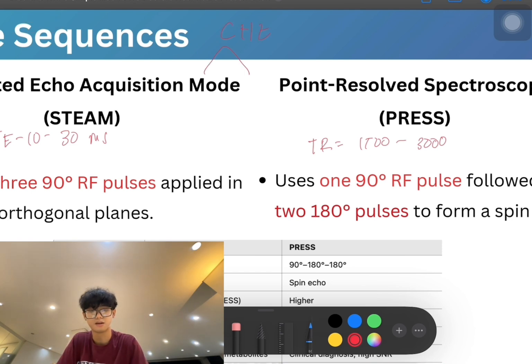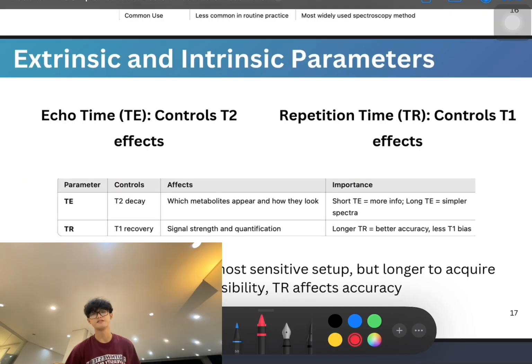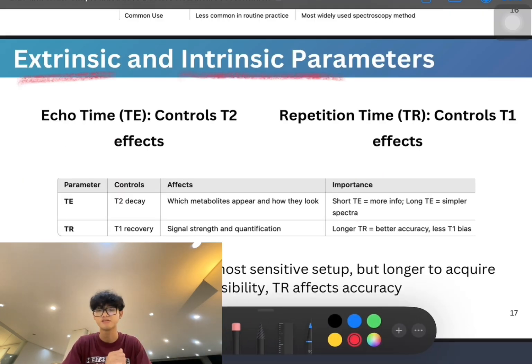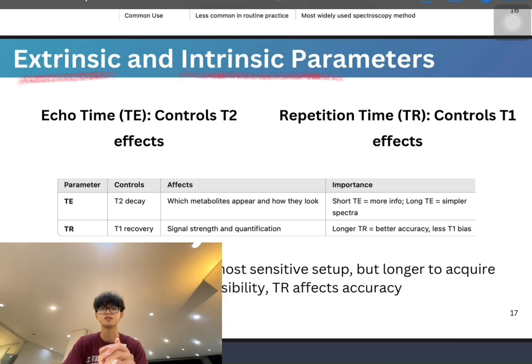or chemical shift selective saturation, which is useful for water and fat suppression. Same as in a conventional MRI. For MR spectroscopy, we also have extrinsic and intrinsic parameters, which for extrinsic, is the echo time and repetition time.